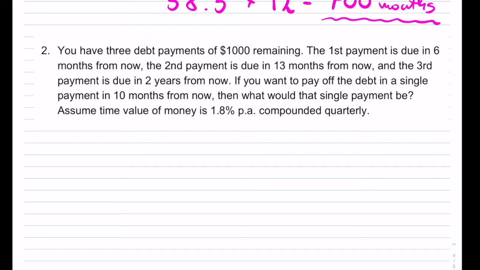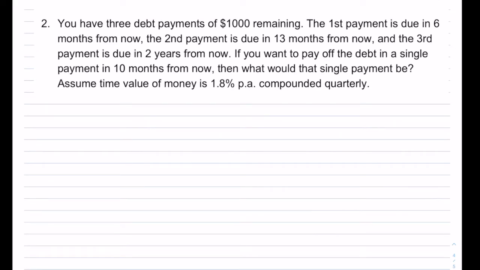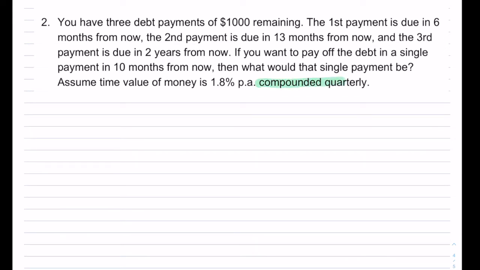So now you have three debt payments. We already know this is compounding. So again, don't forget, we have three debt payments. The first payment is 6 months from now, the second payment 13 months, and the third payment in 2 years.